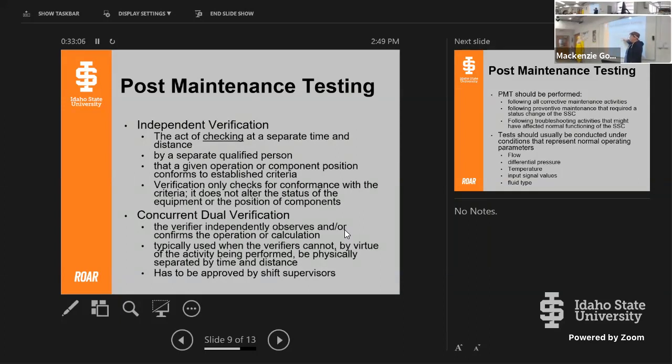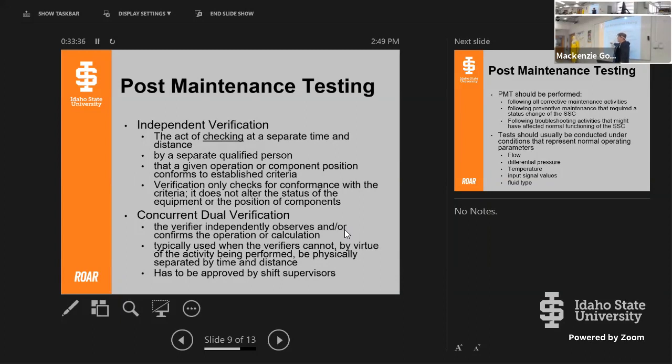Essentially, that procedure that you'll use for this independent verification is going to tell you that a given operation or component position conforms with established criteria. So you're not necessarily going to know why this system is being put back in service or taken out, but you will have some documentation that tells you what format it's supposed to be in when you do your independent verification, okay?